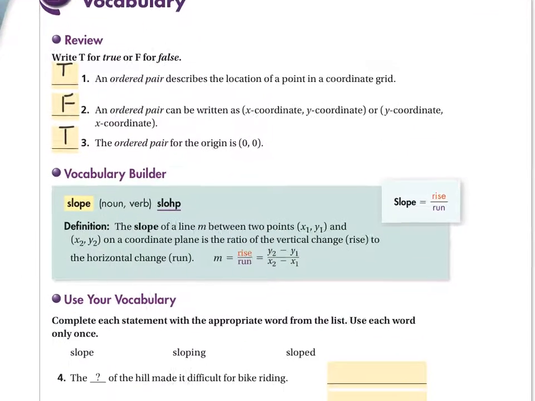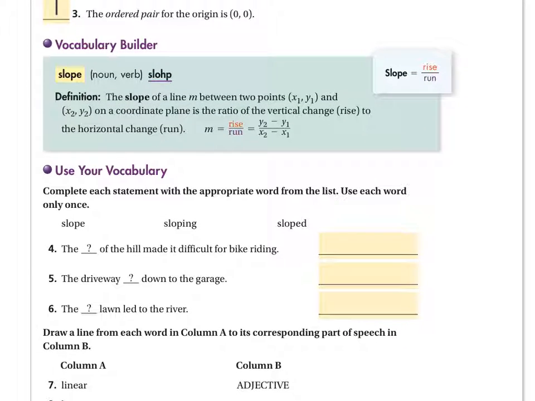So our vocabulary builder, slope is rise over run. So you might also have remembered the formula to be y2 minus y1 over x2 minus x1. So let's use that vocabulary.